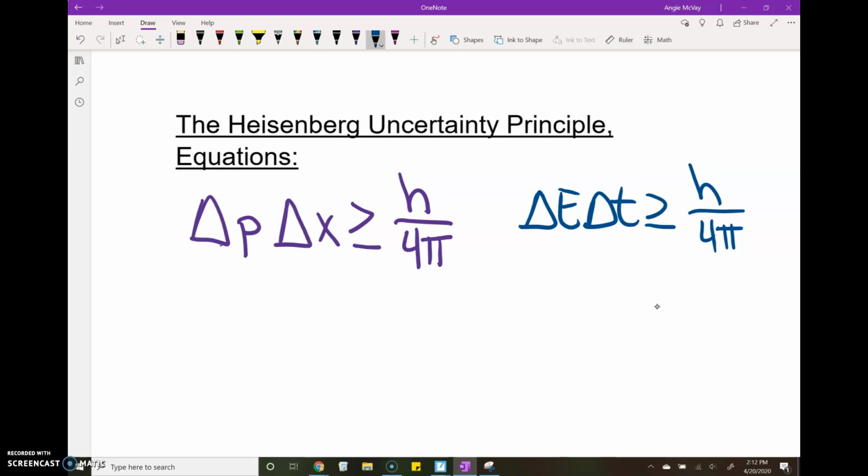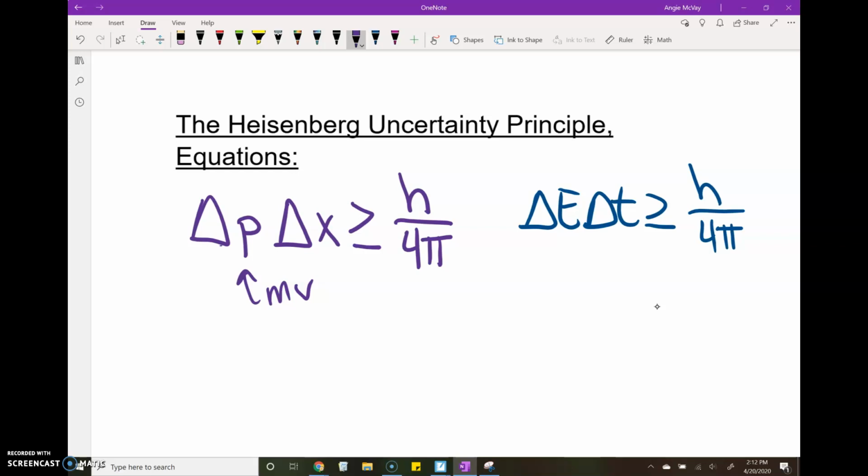So those are the Heisenberg uncertainty principle equations. This momentum is just what we expect it to be, mass times velocity, or you can insert the equation for the momentum of a photon from part A of this lesson.